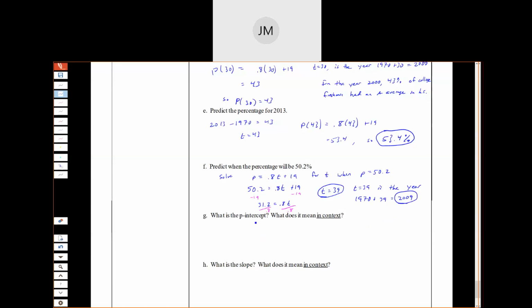All right, what is the p-intercept? The p-intercept is going to be the percentage when x is 0, or in this case when t is 0. So t equals 0 is the year 1970. So the p-intercept is the percentage in the year 1970.